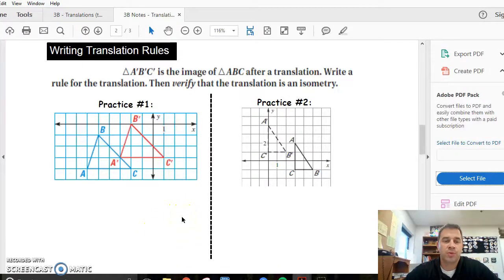All right, in this short video, we're going to talk about writing translation rules, which is the second part of your notes. And this is something that you've already had practice with. Two different items here. We'll just focus on the first one for now.